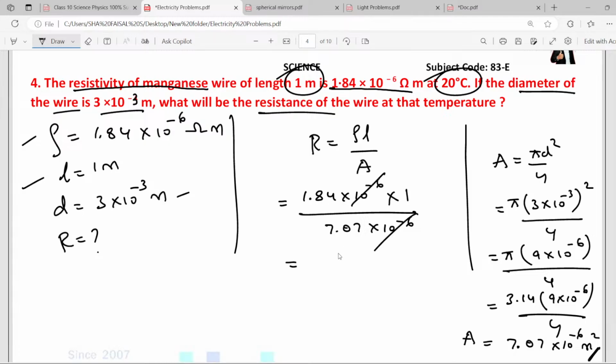So 1.84 into 1 will be 1.84 divided by 7.07. If you divide these two values, you will get 0.26 ohm. So this is the total resistance. 0.26 ohm is the total resistance.